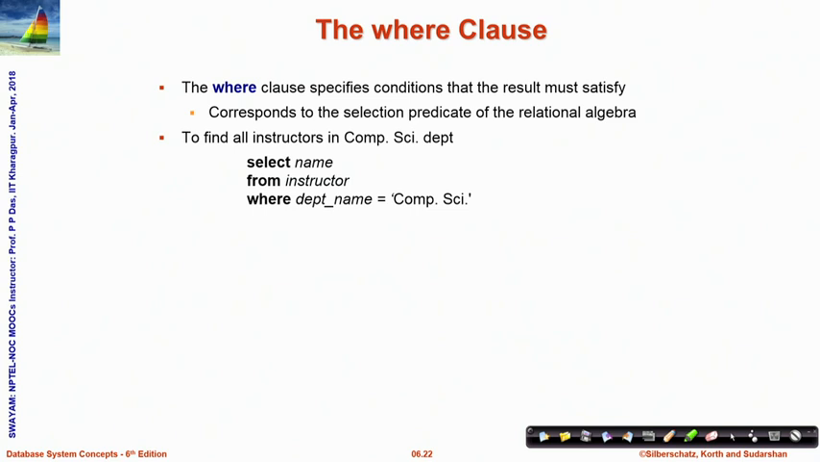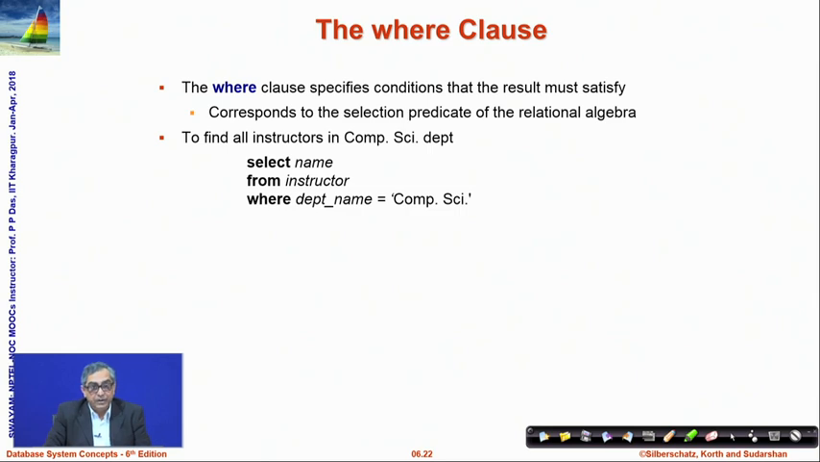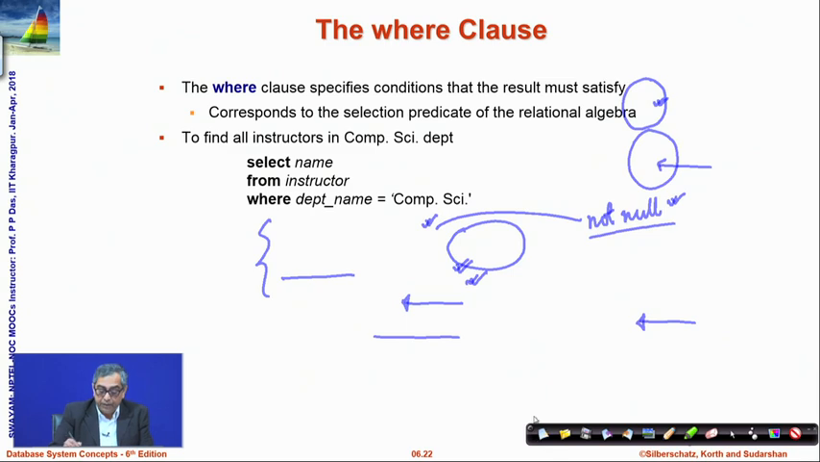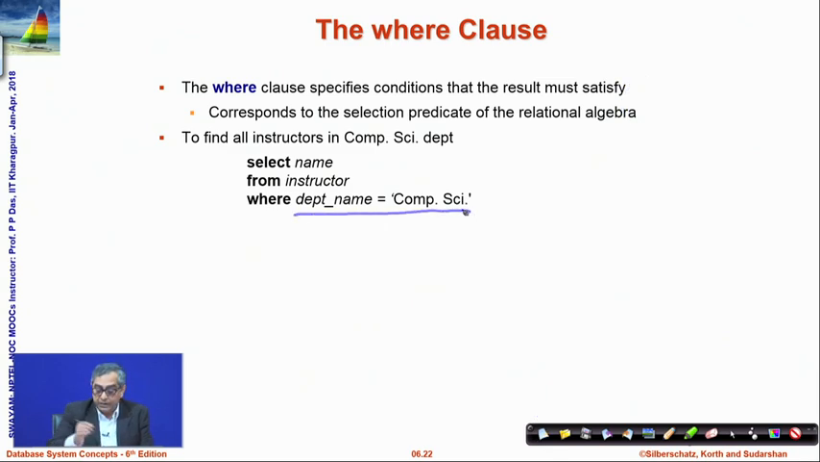Here is an example. If we want to find all instructors from the instructor table who are associated with the computer science department, then you can say select name from instructor, and to specify that they are from the computer science department, you will specify department name is equal to computer science. So, this will ensure that you select the records only when this condition is satisfied. All records for which department name is different from computer science will not be included here.